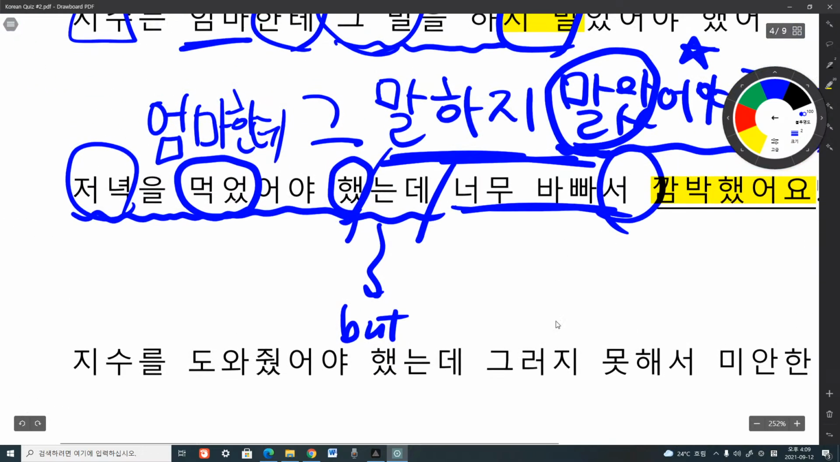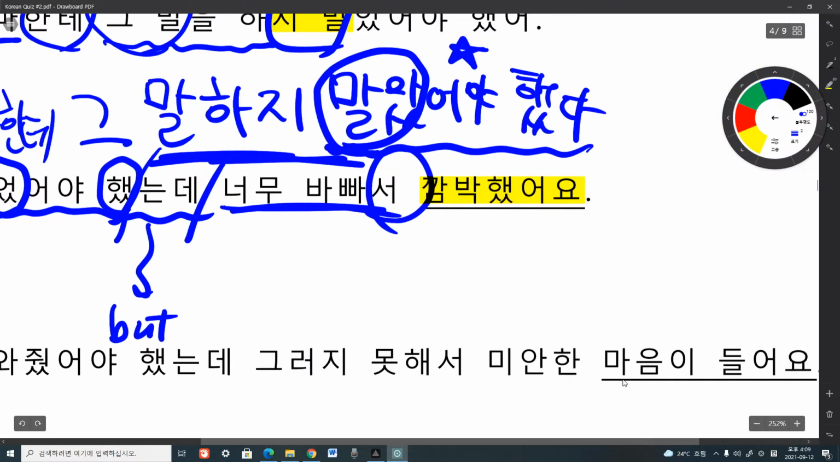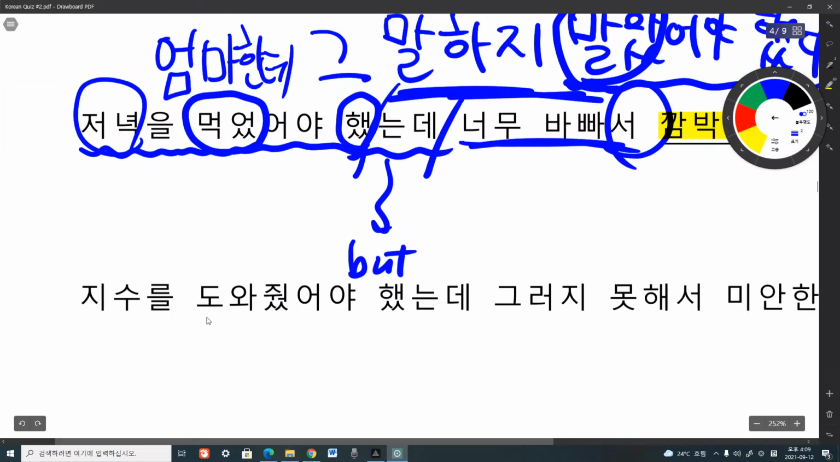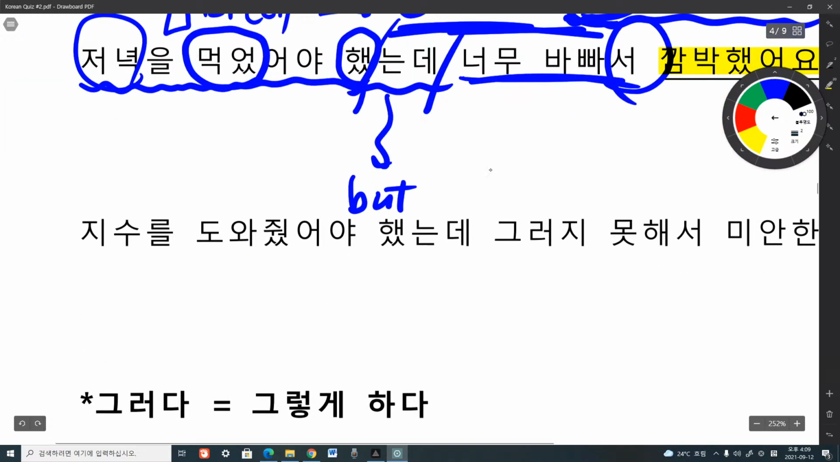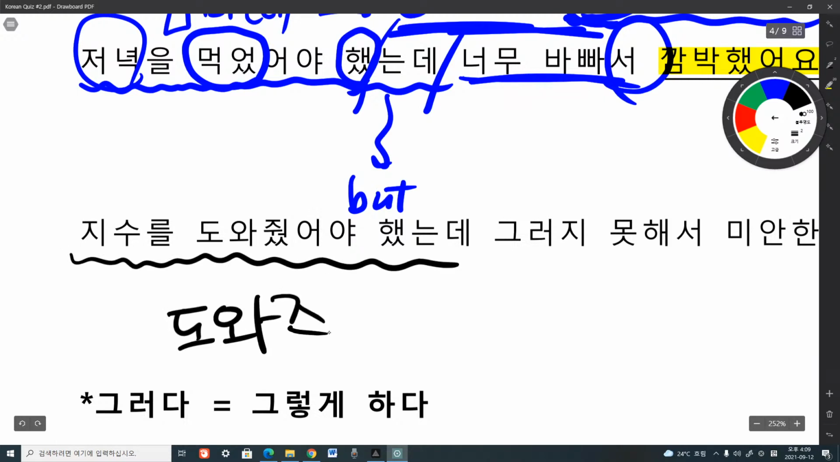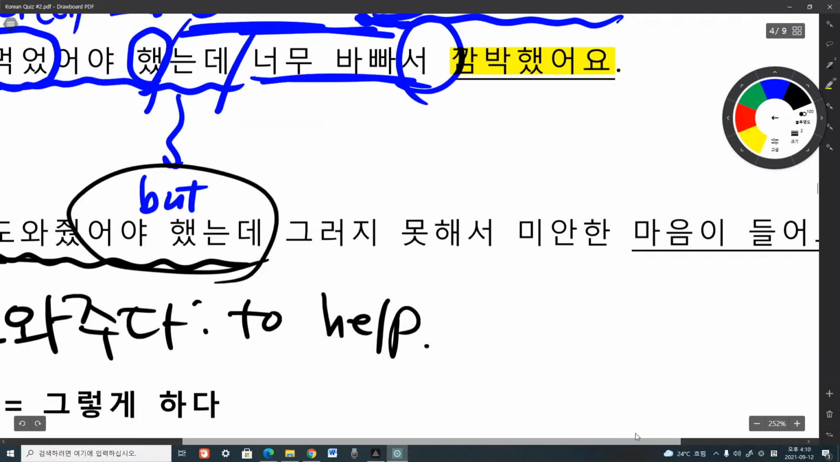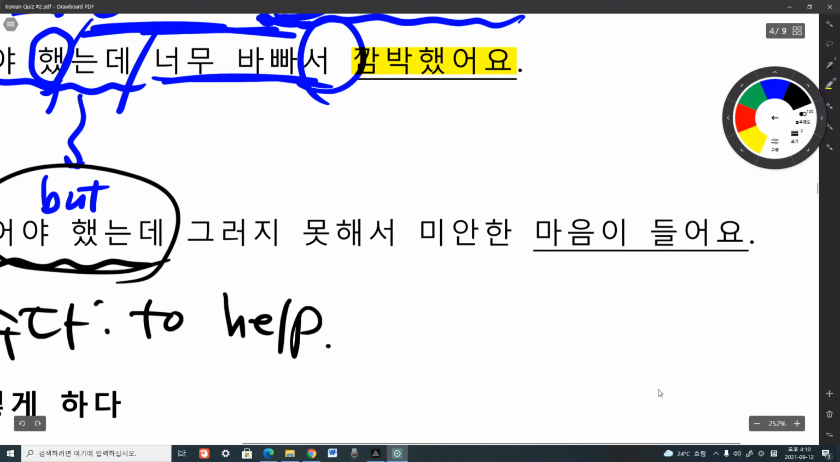그래서 어쨌든 깜빡했어요. 저녁을 먹었어야 했는데 I should have had dinner, but I was too busy, so 깜빡했어요. Like it slipped my mind that I had to eat dinner. 그 다음에 지수를 도와줬어야 했는데, so this is the exact sentence that is used in the quiz, right? 지수를 도와줬어야 했는데, 도와주다, we all know this word, to help, right? To help. 도와줬어야 했는데, I should have helped 지수. 지수를 도와줬어야 했는데, 그러지 못해서 미안한 마음이 들어요.